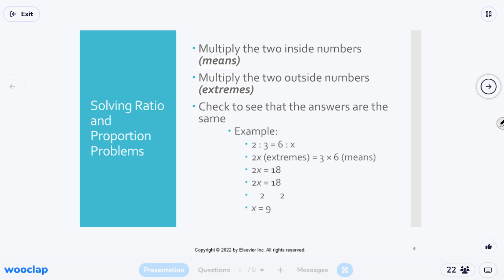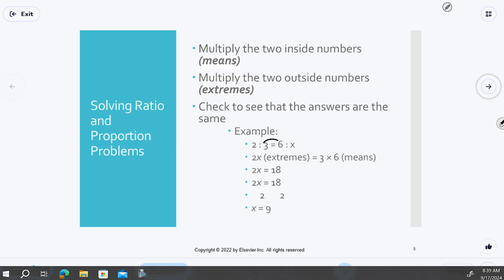So they gave us a math one that has no units, it's just pure math. Basically they're saying 2 is to 3. It's saying that 2 things to 3 of them equals 6 to however many things. That's what the x is representing. So you can see if I do the math, the means and the extremes, that's the middle multiply and the outside.